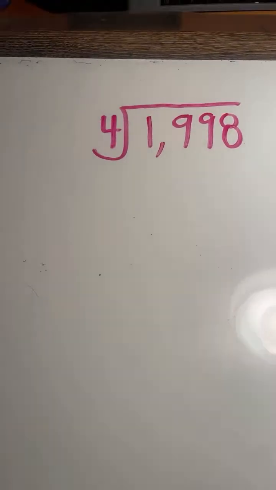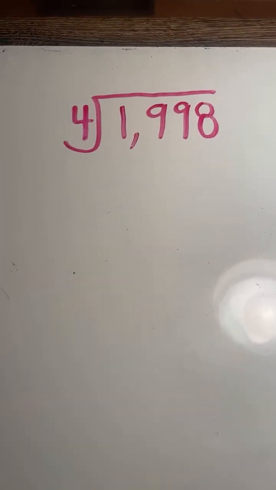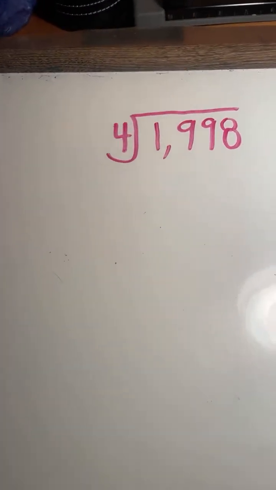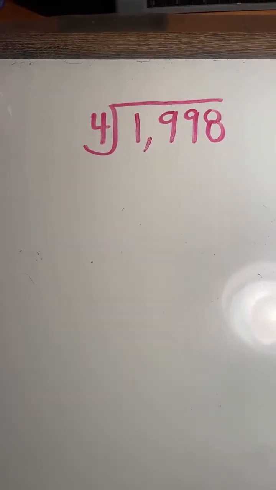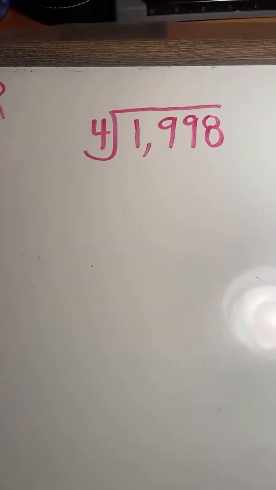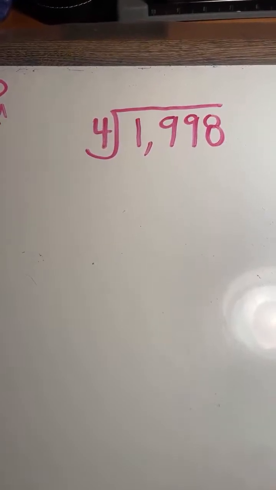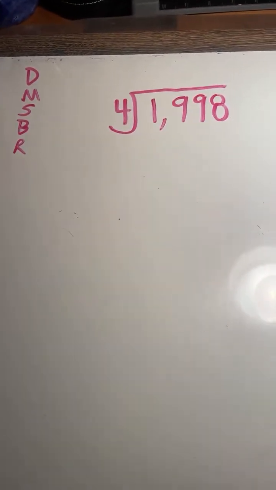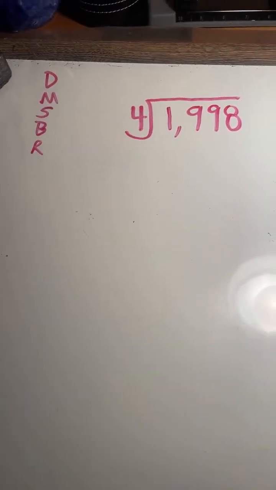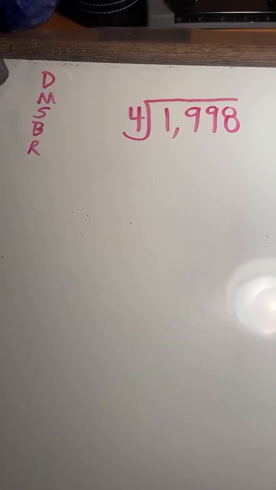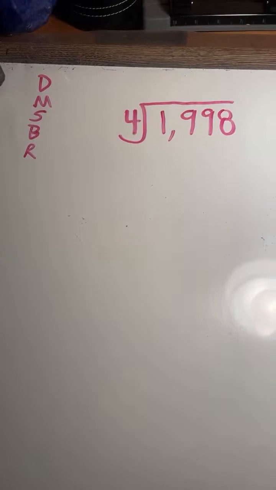All right, for this one, we have 1,998 divided by 4, so same steps. We divide, we multiply, we subtract, we bring down, and then we repeat steps 1 through 4. Of course, before we do any of that, we have to decide what's the first number we're dividing by. We want to divide by the smallest number possible.